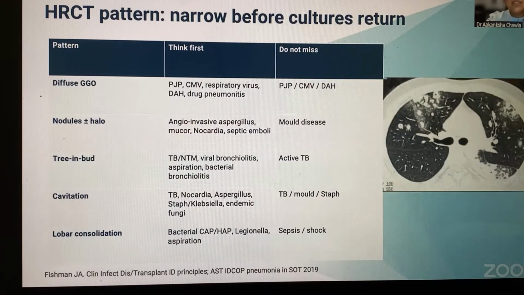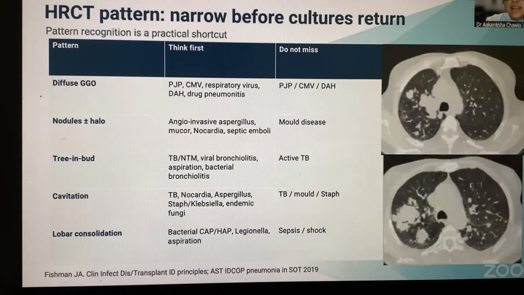Then there can be nodules with halo. So nodules with halo, as you can see, around these nodules there is a presence of halo, which is commonly seen in patients with angioinvasive Aspergillus, Mucor, as well as Nocardia. And this was a case, as you can see in these cuts, of again big nodules. And this was a case of Nocardia.